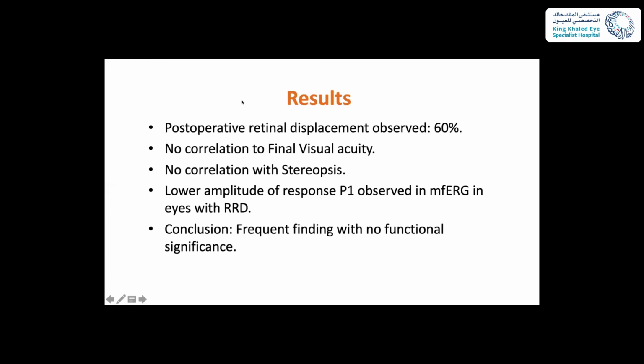So what we conclude after this study is that there is a retinal displacement after post-spinal vitrectomy in like 60% of the patients. But we don't find any correlation to final visual acuity. We don't find any correlation with stereopsis. We know that there was lower amplitude of P1 response on the multifocal ERG in the patient with retinal detachment compared to the other eye of the patient. But in conclusion, we conclude that this finding of displacement of the retina is a frequent finding, but it doesn't have any functional significance in our study.